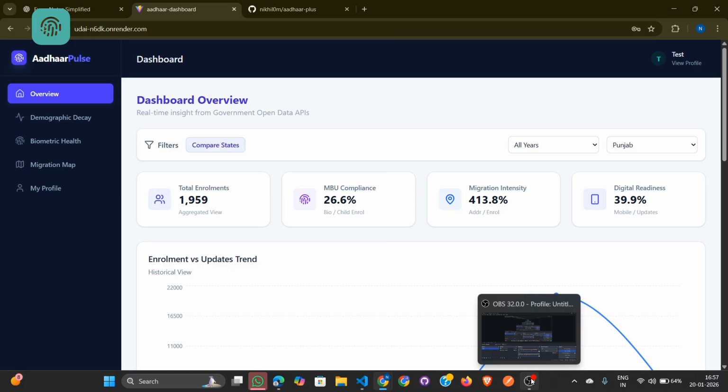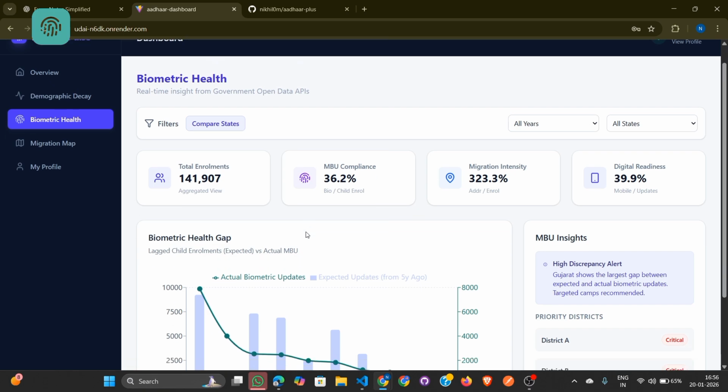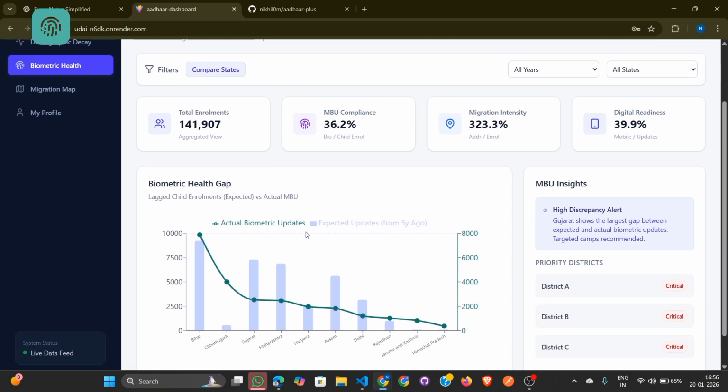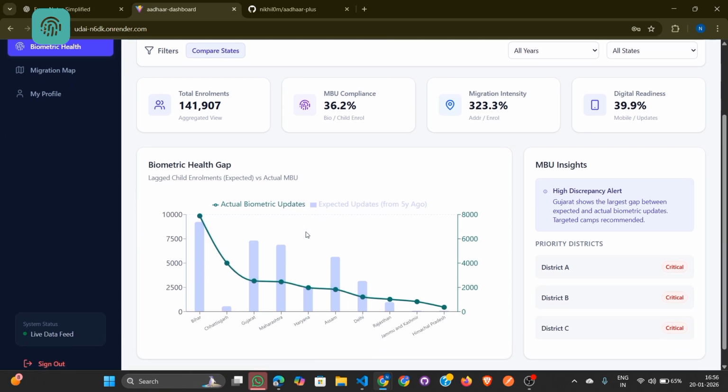Let's look at our most critical finding, the MBU gap. This chart compares two specific datasets. The bars represent children enrolled 5 years ago. The line represents children updating their biometrics today. Ideally, these should match, but look at the deficit.